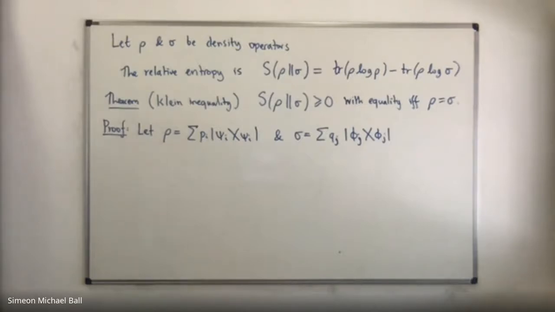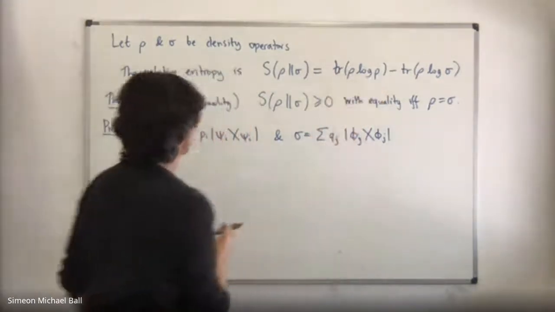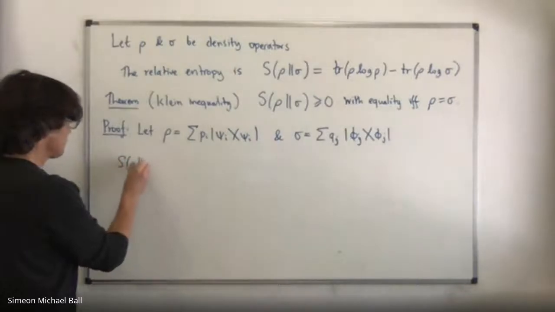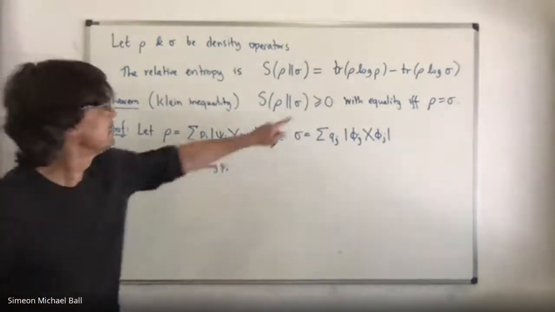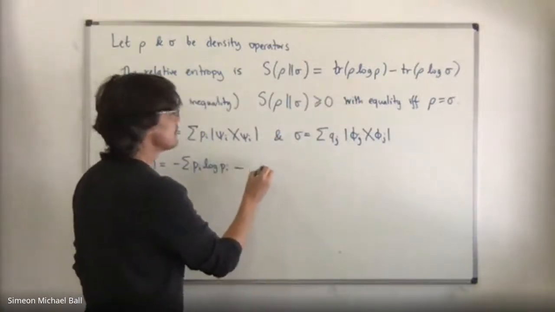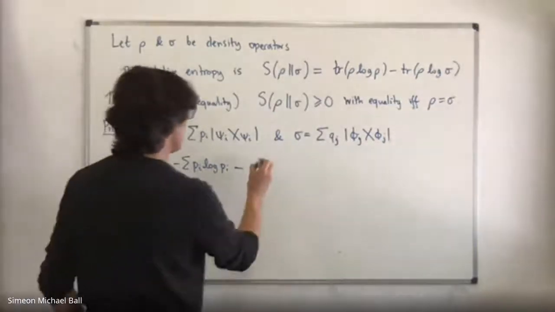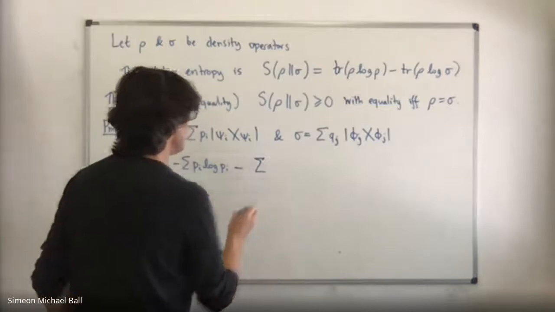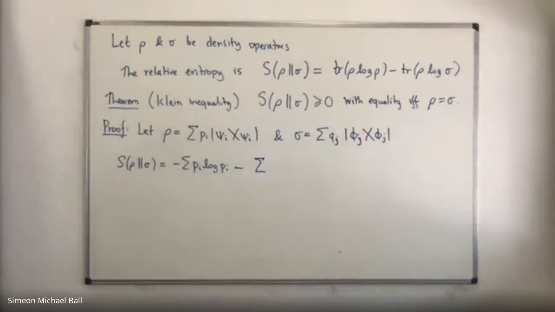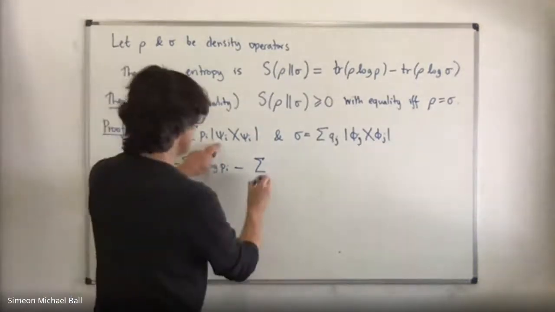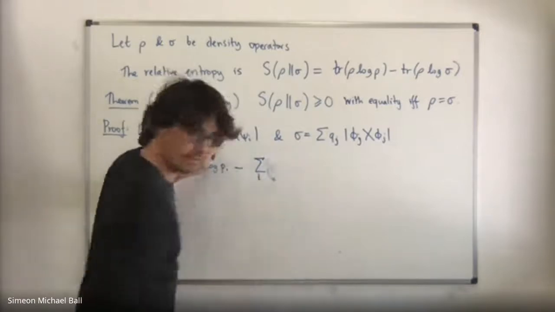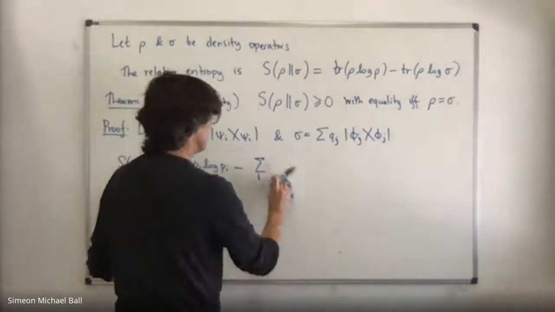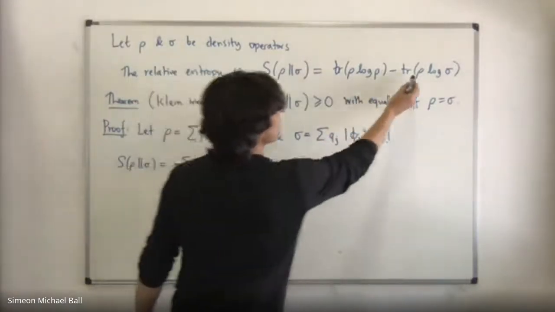So let's write down the definition. Well, the first bit we've already done, right? We already worked this bit out. So we have S of rho is equal to minus the sum of pi log pi, because we already did that thing. And now we've got a trace. So now I'm going to sum over some orthonormal basis, and the one I'm going to use is this one, the i's of the ket, trace of rho.